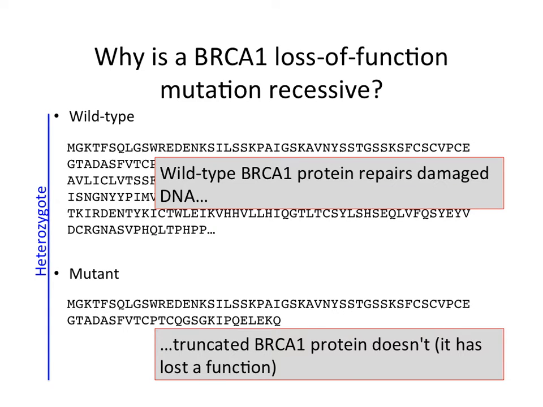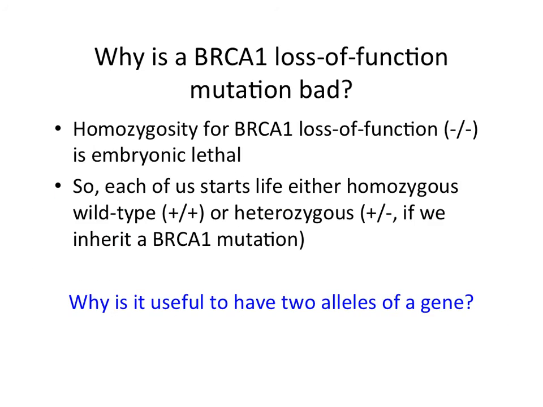What happens if you have both versions? What if you're homozygous for the deletion, or the point mutation that causes the shortened BRCA1 protein? Then you have no copies of the wild-type version. You have no protein that's surveilling your genome against damage. Then you have a susceptibility for breast cancer, increased susceptibility for breast cancer.